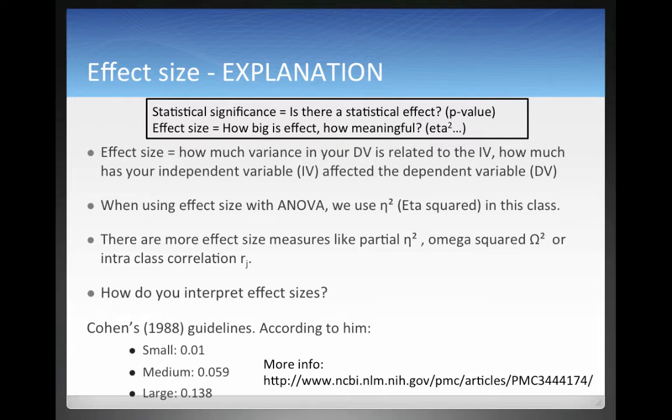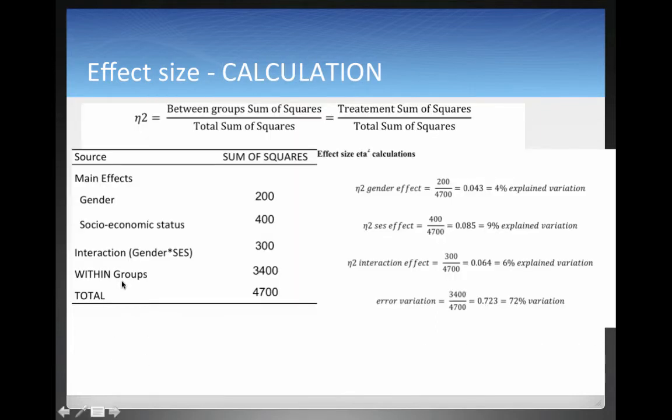Now how do you interpret effect sizes? Here Cohen has defined some rules of thumb. Small is 0.01 up to about 0.05. Medium is 0.05 up to 0.14. And then more than 0.14 are large effect sizes. Now how do you calculate it? It's quite straightforward. It's the between group sum of squares divided by the total sum of squares.